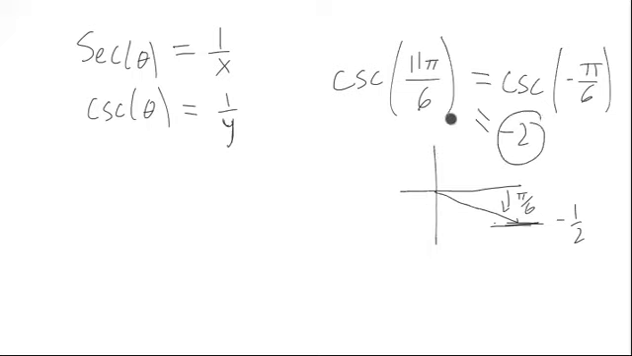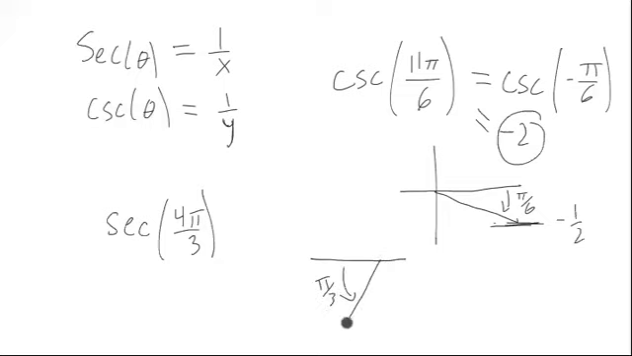Okay, now let's try another one. Why don't we do secant this time? Let's do the secant of 4 pi thirds and see what that would be. Now, 4 pi thirds is pi thirds past pi. So that would be like the larger y value, but it's negative, and the smaller x value, but it's negative.